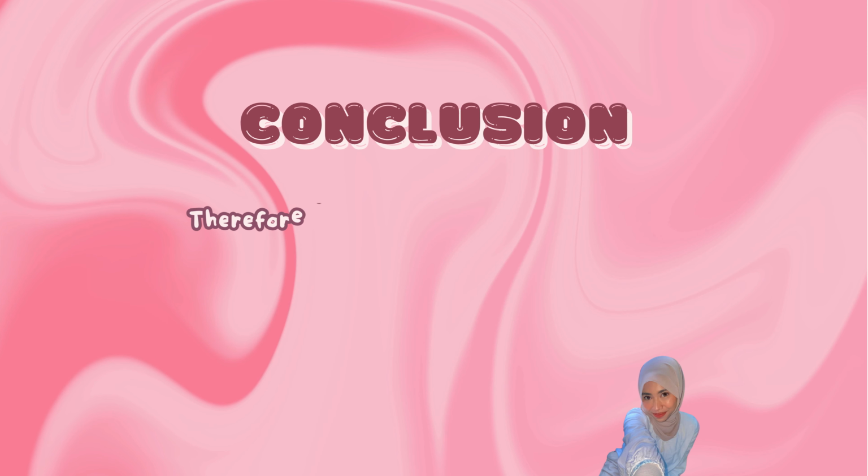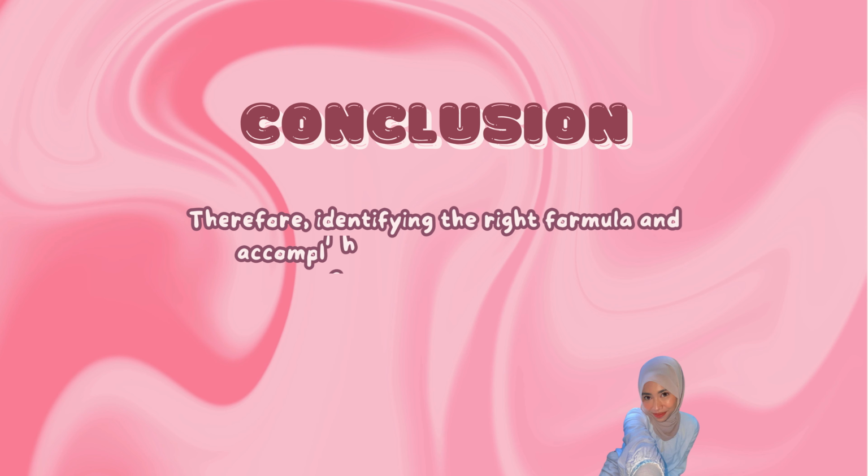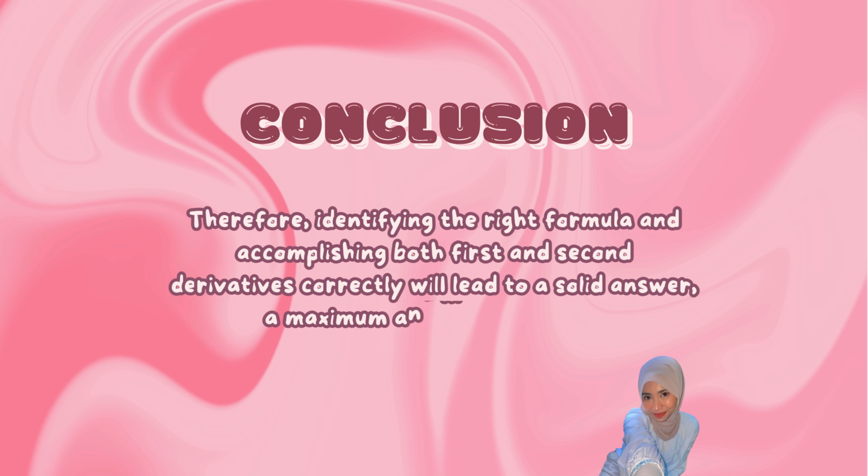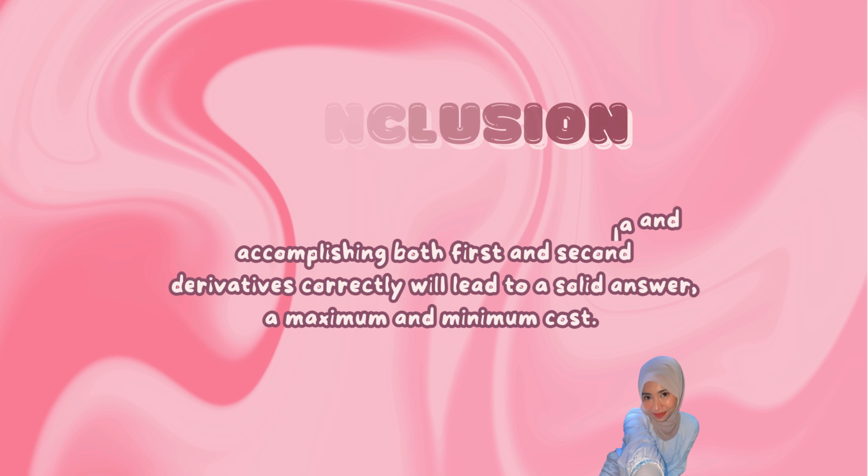So for the conclusion part, we can see successfully tackling applied maximum and minimum problems depends on identifying the appropriate formula and accurately performing both the first and second derivative. This ensures that we can lead to a solid answer, which is achieving the maximum and minimum cost effectively. Last but not least, mastering this technique not only enhances our analytical skills but also equips us with valuable tools to address complex challenges effectively.